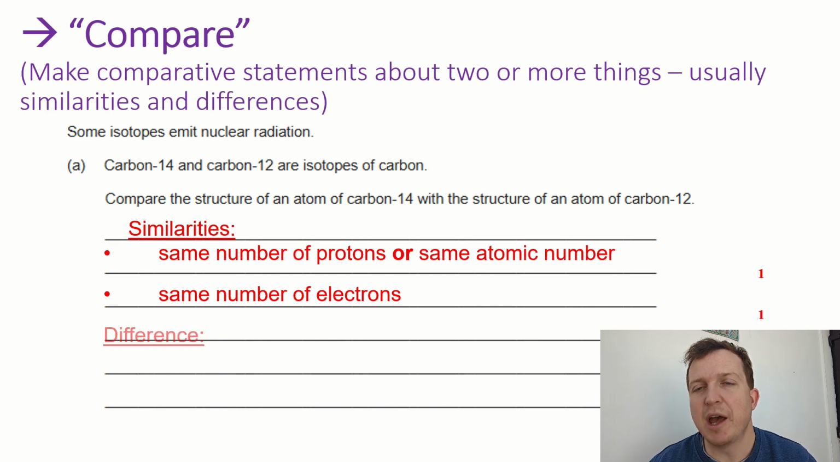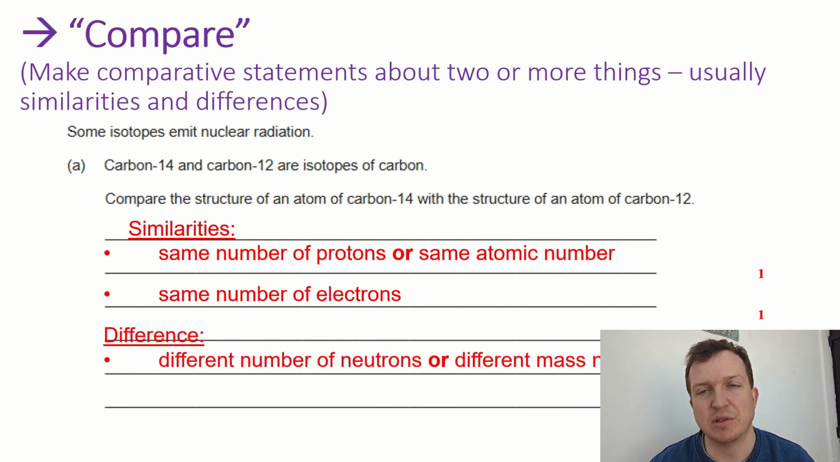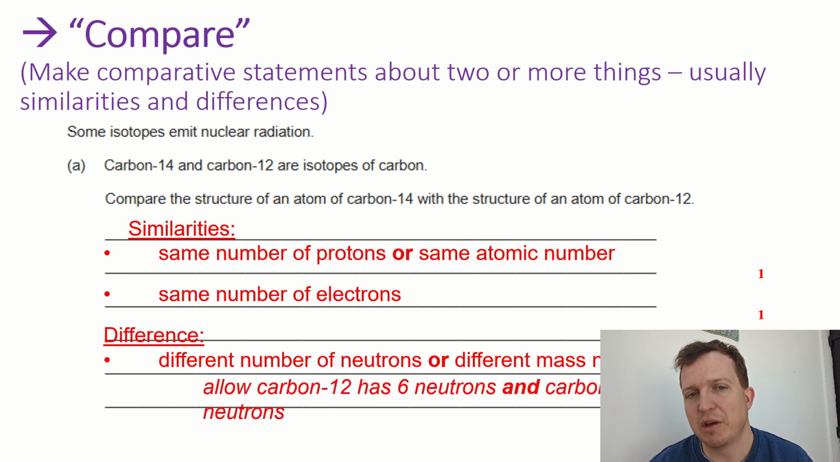A difference between them, hopefully we can see the mass number is different. So it's a different number of neutrons. You could even say one has 6 neutrons, one has 8 neutrons. That would be absolutely fine to say with carbon.